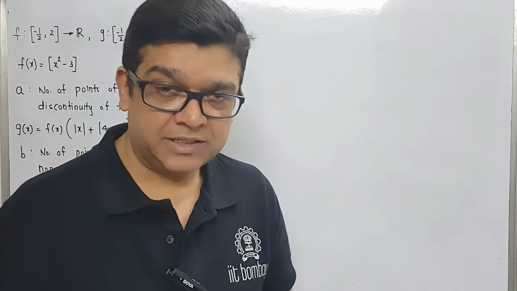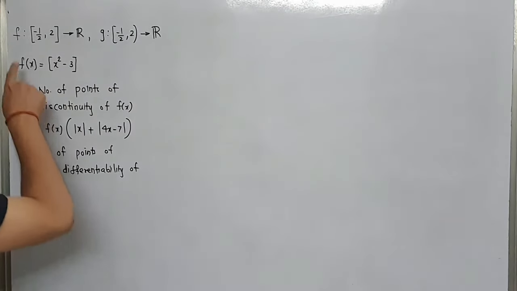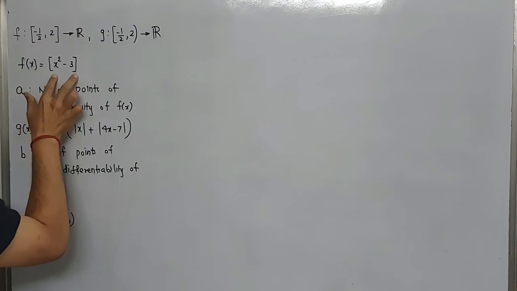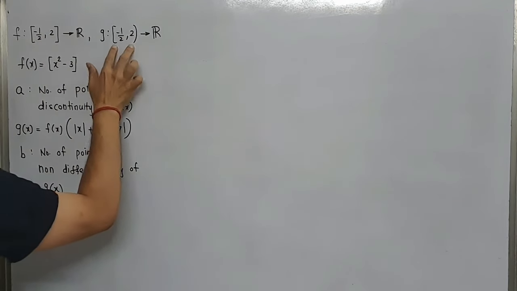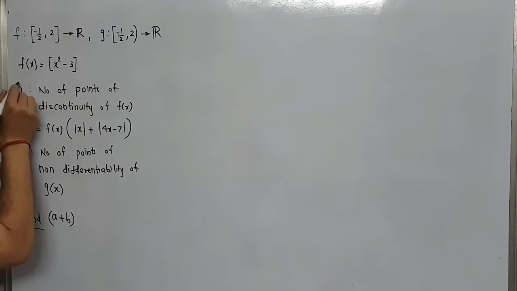The next very important multi-conceptual problem on differential calculus is: we have a function f defined from this to this, where f(x) is given by this formula. The g function is defined over this and this, and g(x) is given by this formula.